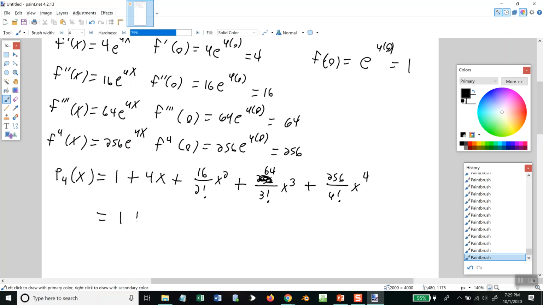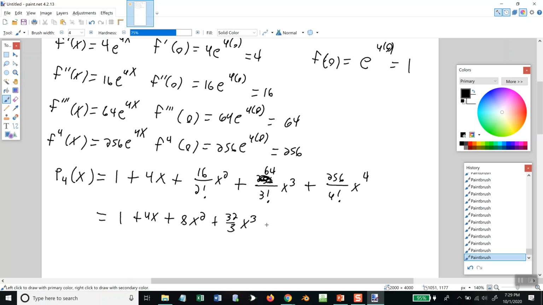So we got 1 plus 4x plus 2 factorial, 1 times 2, 16 divided by 2 is 8. So we got 8x squared. 3 factorial is 1 times 2 times 3, which is 6. 64 over 6 gives us 32 over 3.